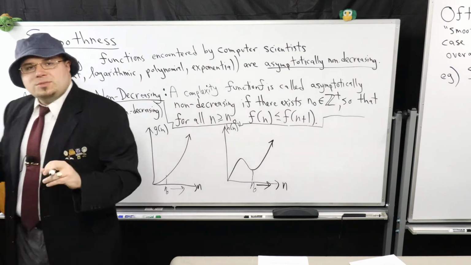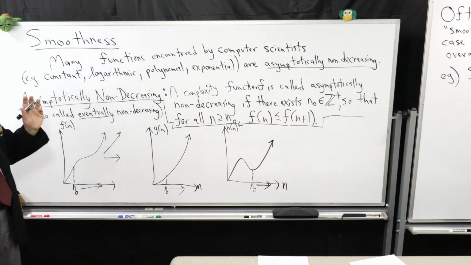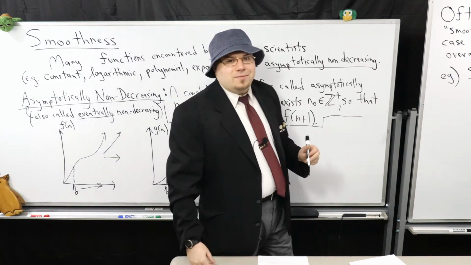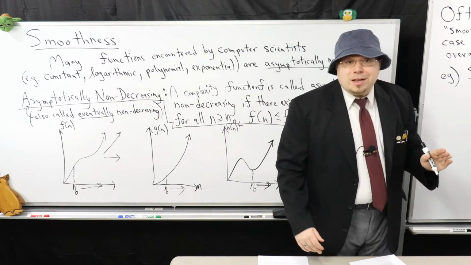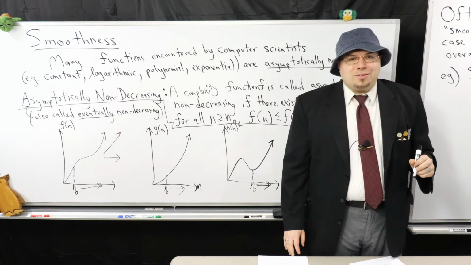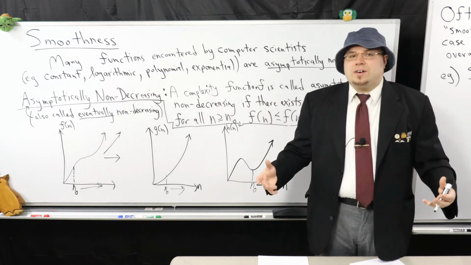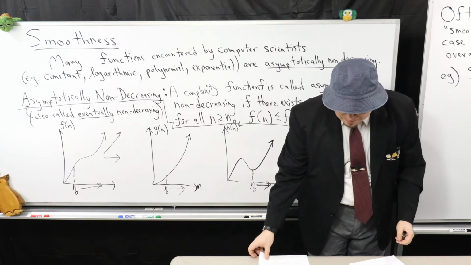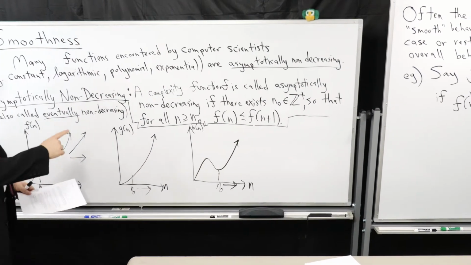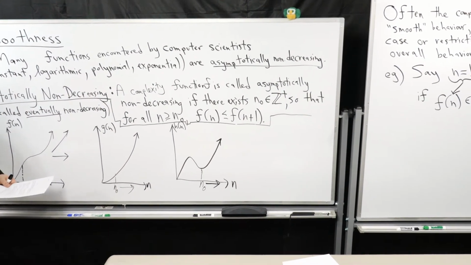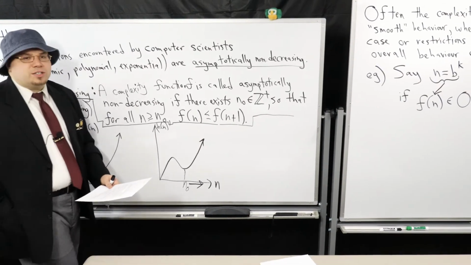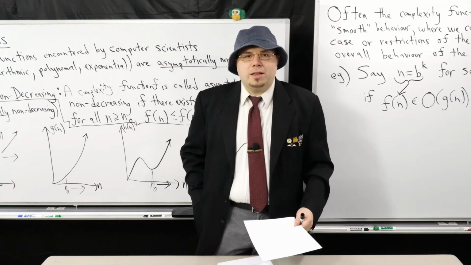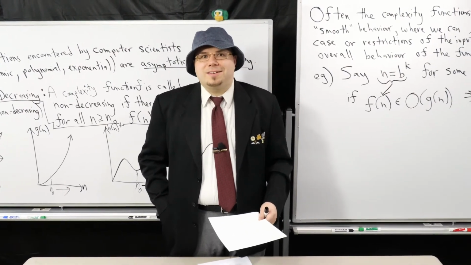I'm not going to focus much on it here because almost every function you're going to encounter has this property, at least in your typical study of computer science. Not all of them, but definitely ones that you'll encounter if you were to generate a complexity function based on analyzing an algorithm. So I want you just to keep in mind that asymptotically non-decreasing is a property that many complexity functions have. Constant, logarithmic, polynomial, and exponential functions all are asymptotically non-decreasing.